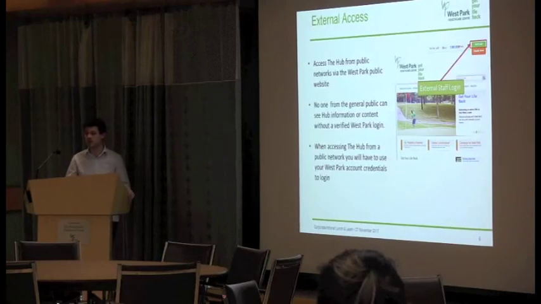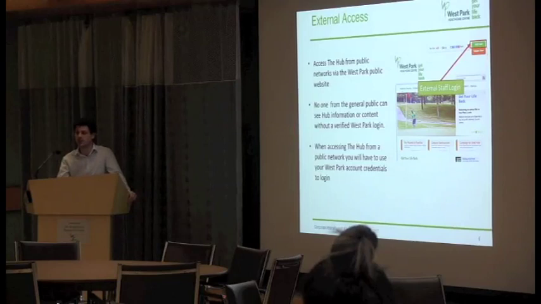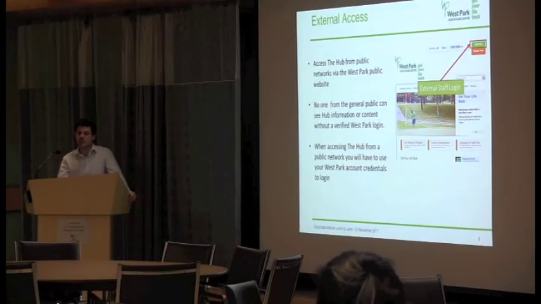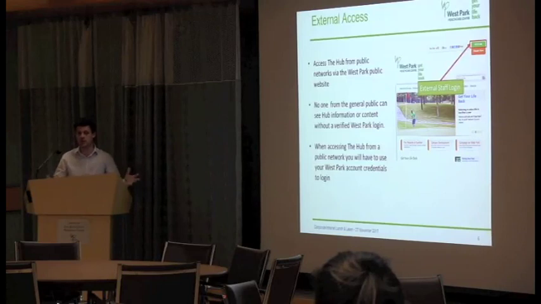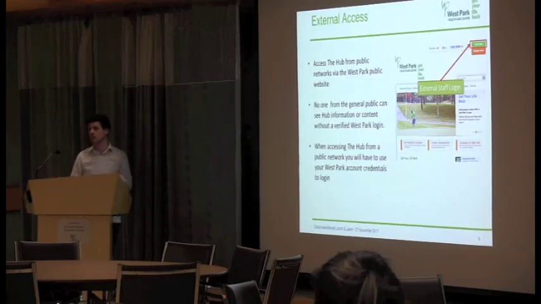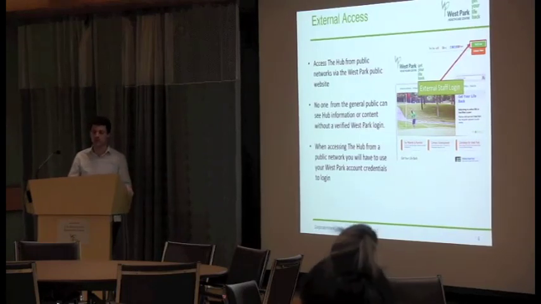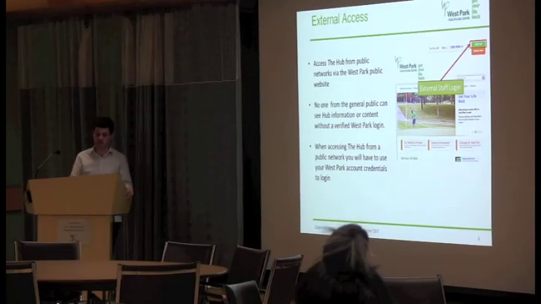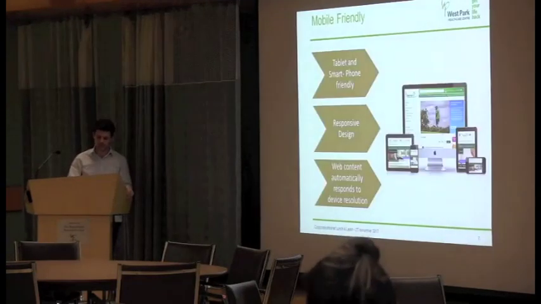We also have external access as well. So essentially we have a link up at the top right on the public website. It says Staff Hub. So if you are not on the secure network here or you're at home, you can just go to the public website, select that link, and you can log in with your credentials. Just want to remind you that no one from the public has access to the information that's on the hub. This is an internal property that nobody has access to except for West Park employees, and you would need a verified West Park account to log in, and essentially that's what you do when you access from these external networks.